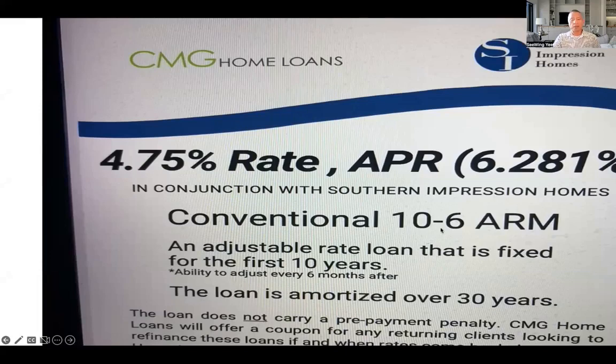First 10 years is fixed rate. After 10 years, it's an adjustable rate mortgage, but it's still a very good loan. This loan is advertised over 30 years. It does not have any prepayment penalty.